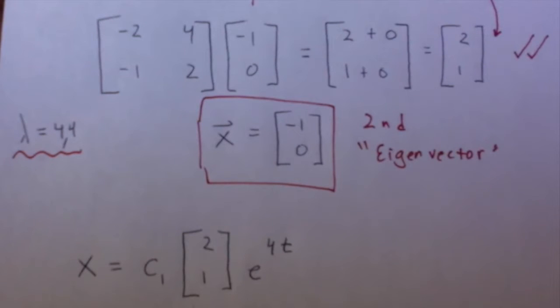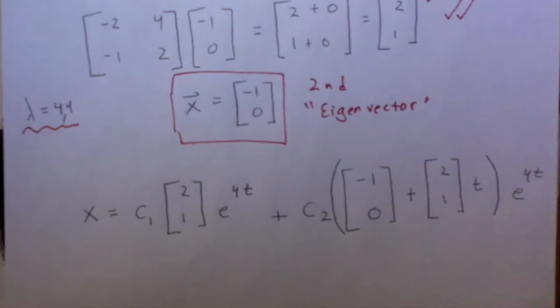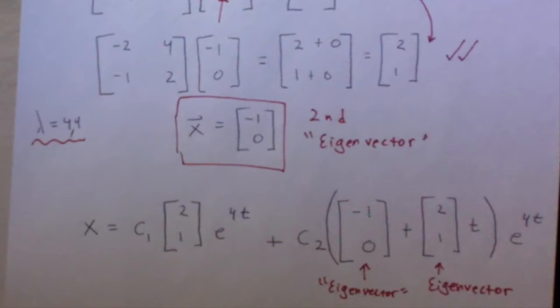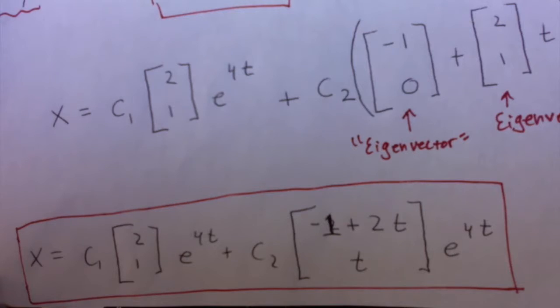This solution is going to have its first term be the same as a usual solution with your eigenvector and e to the lambda t, but your second term is where it's going to be different. What you get is your found second eigenvector plus your first eigenvector times t. I like to simplify my answer, so the second term is written as one vector.